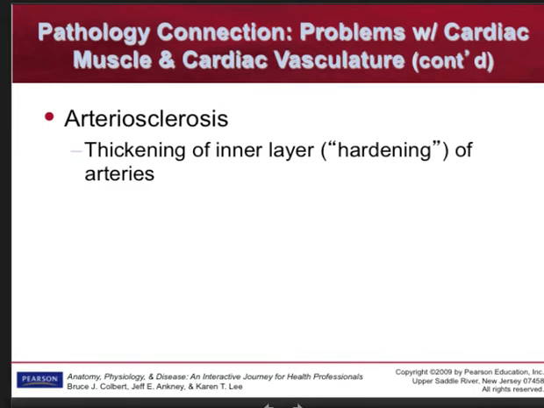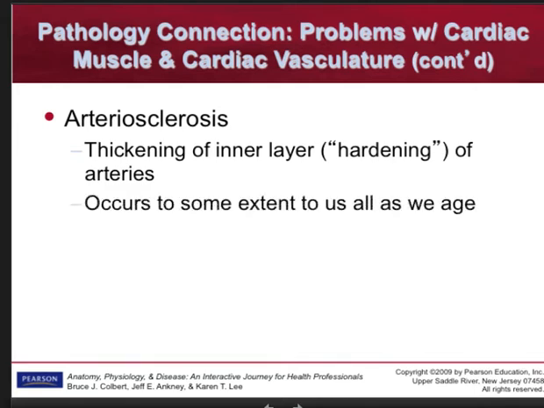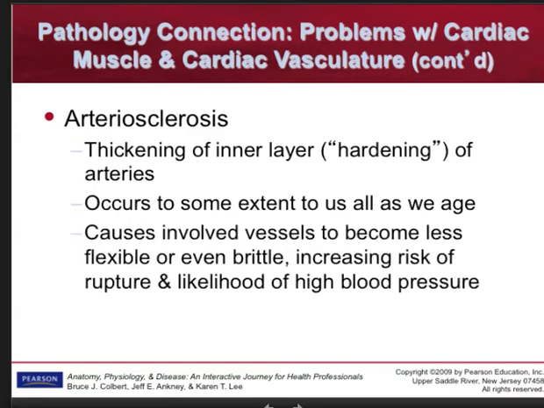Arteriosclerosis is a thickening of the inner layer of the arteries, also used to be known as hardening of the arteries. And it occurs to all of us as we age. It involves vessels becoming less flexible or brittle as a result of the accumulation of these plaques on the inner wall. This increases the risk of rupture and the likelihood of high blood pressure, and it puts an extra super huge strain on capillary beds.